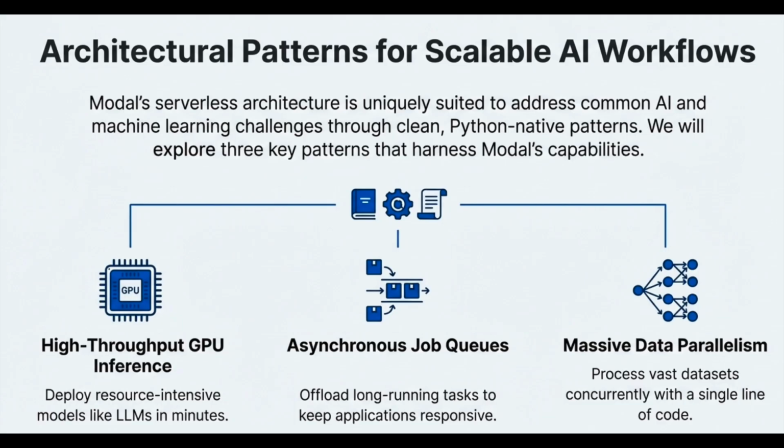This is pattern 3, massive parallel processing with .map. This is the high-level API for large-scale batch jobs. It's indispensable for massive data processing, running millions of independent model inferences, or conducting large-scale hyperparameter sweeps like a grid search. It's really designed to replace complex, manually orchestrated parallel frameworks.